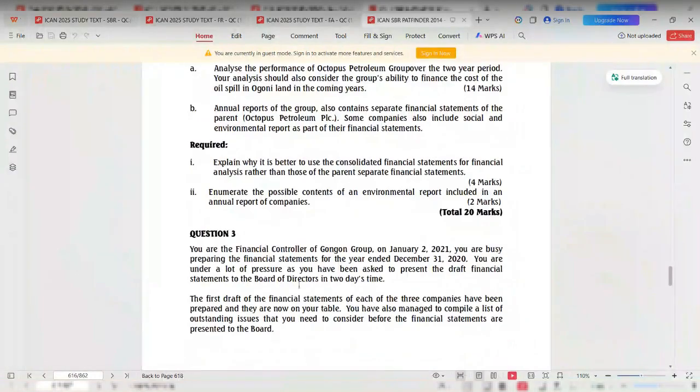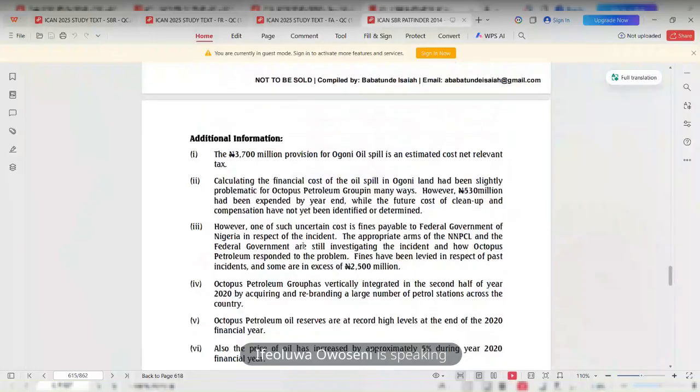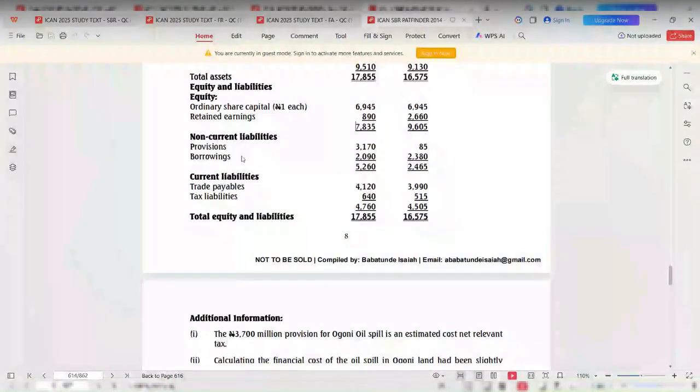All right. We have done that here. Have you done with your calculation now? Not yet. So borrowing, as you can see, borrowing here. Borrowing is 2,090,000. So quickly calculate it. Just add it. Your equity will now be 7,835,000 plus the borrowing, which is 2,090. So let us calculate like that.